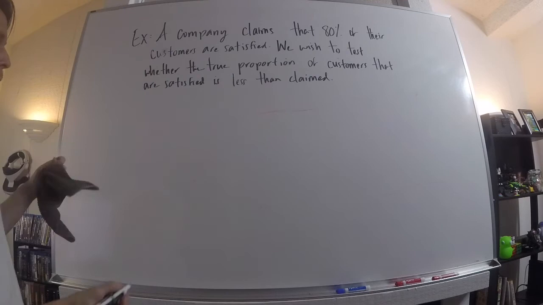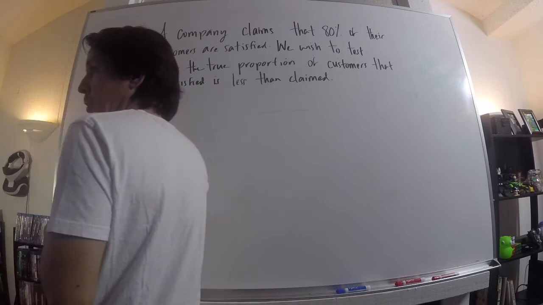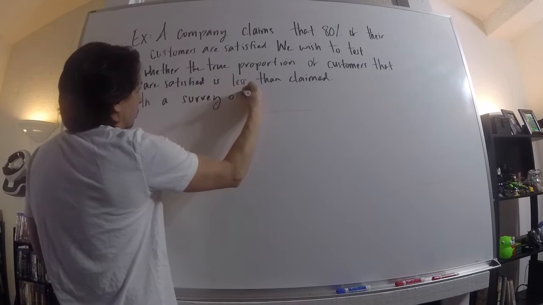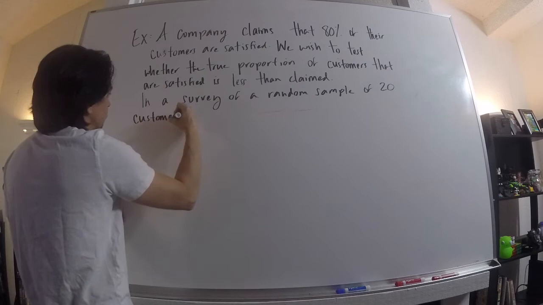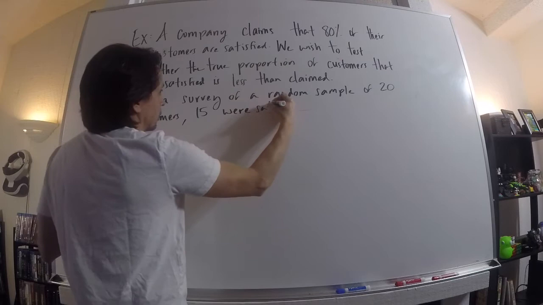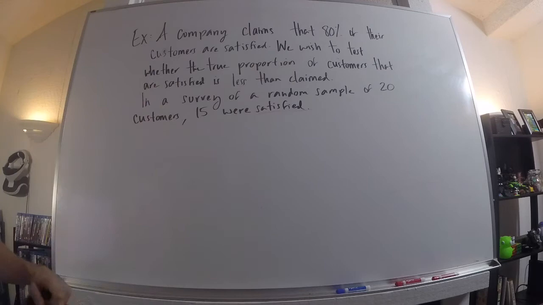Okay, so the way we would test it is to take a sample of customers. In a survey of a random sample of, we're going to keep it in nice round numbers, 20 customers, 15 were satisfied. So that's how we're going to draw our conclusion: sample some of their customers, see who's satisfied, and then compare to the 80% and look at some probabilities.